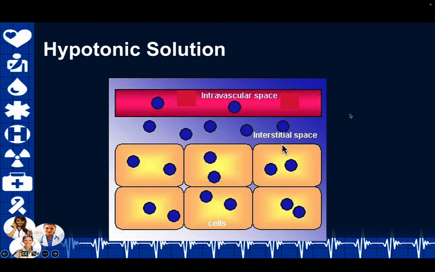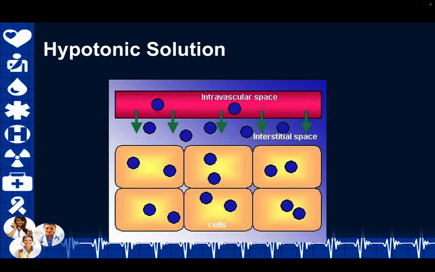So again, we have our spaces: the intravascular space, the interstitial space, and the intracellular space. Let's see what happens when hypotonic solutions are infused into the IV. The green arrows are showing the water moving out of this space because you can see we only have two solutes here in the intravascular space, and we have 1, 2, 3, 4, 5 solutes in the interstitial space and certainly more in our cells.